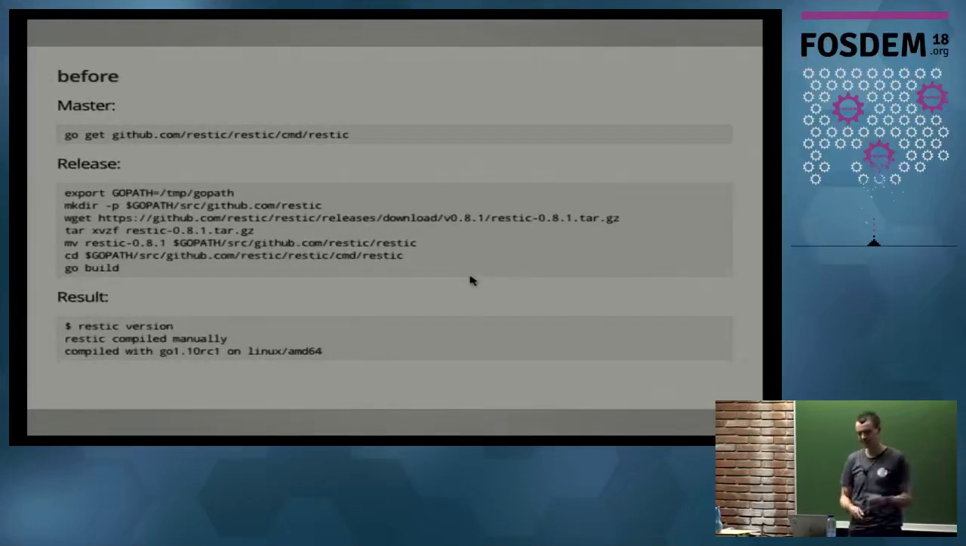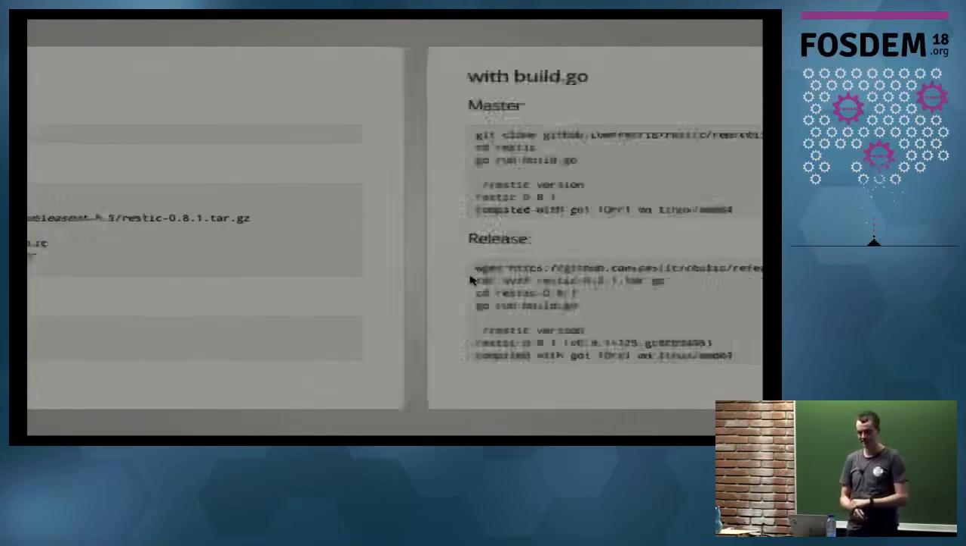For example, you can get the latest master of the tool called Restic. Then you can just use Go Get, but this is not so nice because when you call Restic version, at the bottom of the slide, it will just say compiled manually and just the Go version. And when you extract a release tarball, you need to do all the magic with the Go path and so on. And that's for end users, and that's not nice.